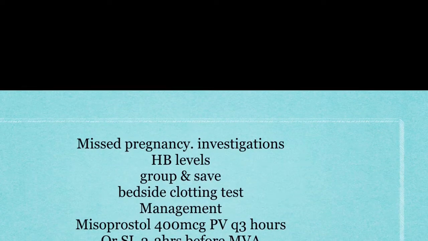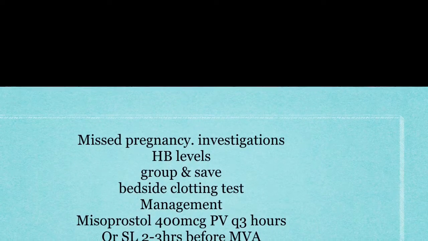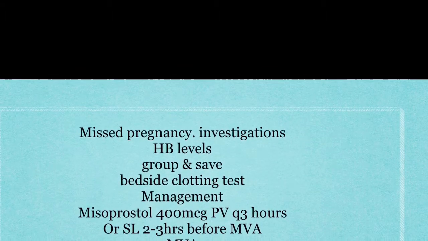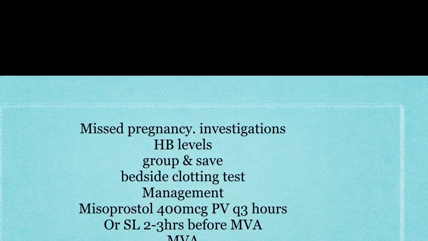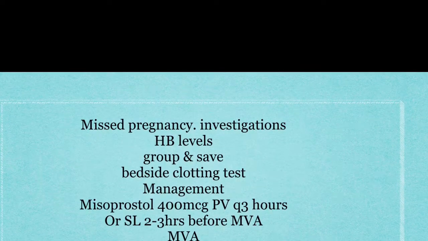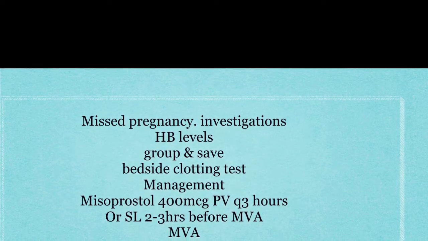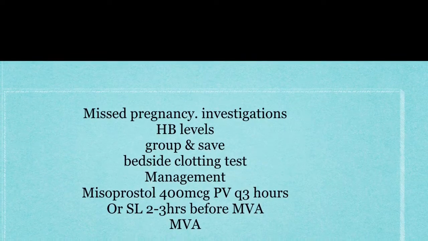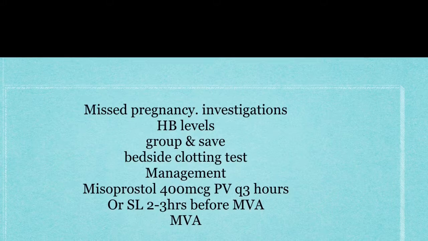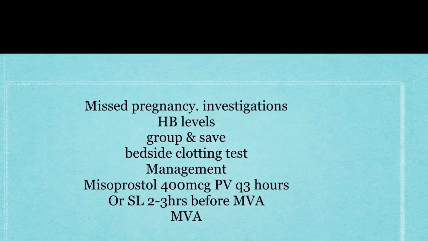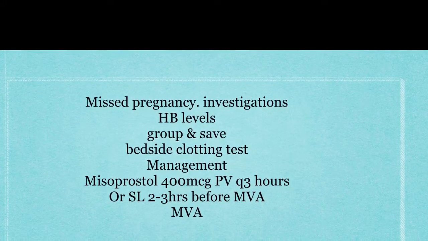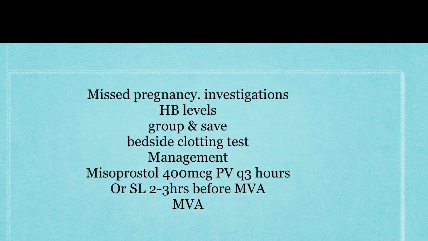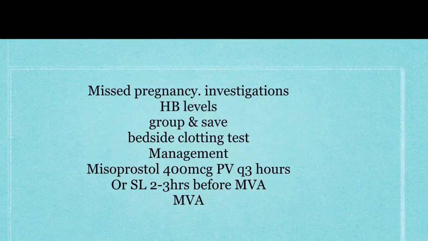Right, very quickly for this one, it's very easy. This is a missed pregnancy, and important investigations to conduct: hemoglobin levels. We need to do a group and save test in case we plan for future blood transfusions. We also need to do a bedside clotting test, and further on in management, we need to induce labor by giving misoprostol, which can be vaginal or sublingual, after which we need to do a manual vacuum aspiration.